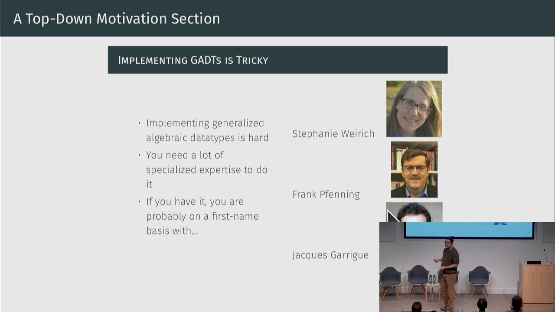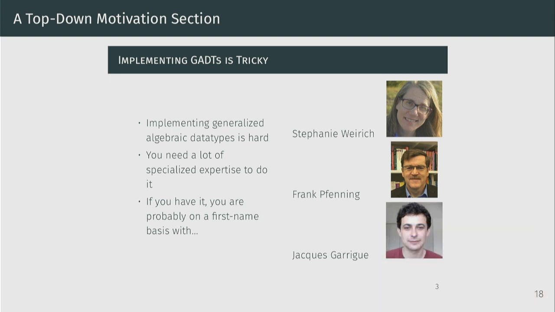So you can see that this is a really cool feature to program with, and now that I've explained what the feature is, I can explain what the problem is. The problem here is that implementing fancy type systems is very, very hard, and you need a lot of specialized expertise to do it. And if you have that expertise, you are probably on a first name basis with one of three people.